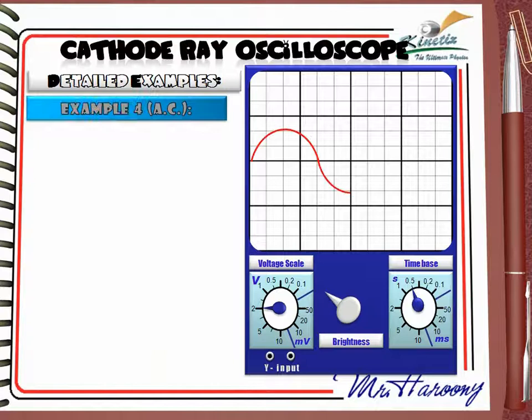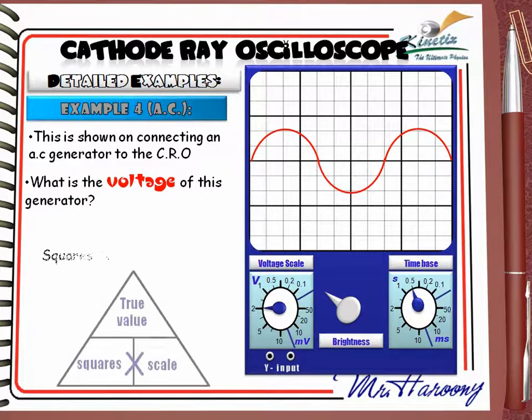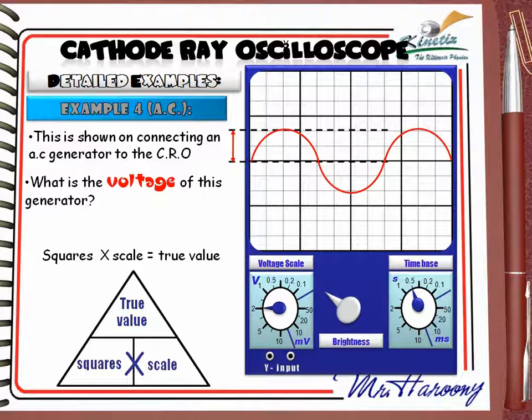Example number 4, AC. Just for more practice on AC signals, this is shown on connecting an AC generator to the CRO. What is the voltage of this generator? We are still in need of our triangle. As we learned before, the voltage of an AC signal is given by the amplitude of the signal from the zero to the peak. The screen shows it takes 2 squares high on the y-axis.